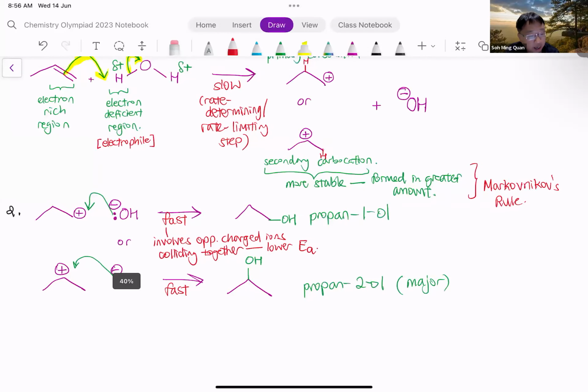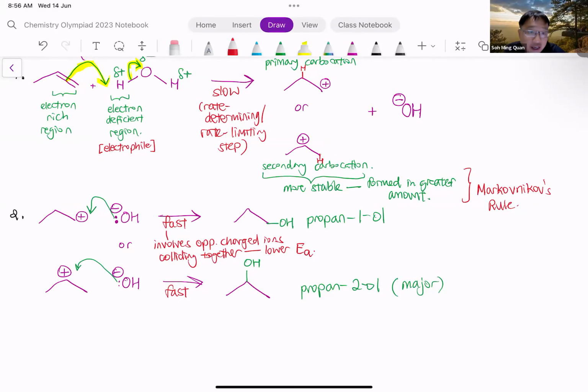Now, so we end up with 2 products in this case. From propene, we end up with propan-1-ol, propan-2-ol. We said that propan-2-ol is the major product, but this means that you still have a little bit of propan-1-ol as an impurity. So how would you separate these two? We will have to separate the 2 isomer products using a method. And the most common method we use in organic chemistry to separate isomer products is fractional distillation.